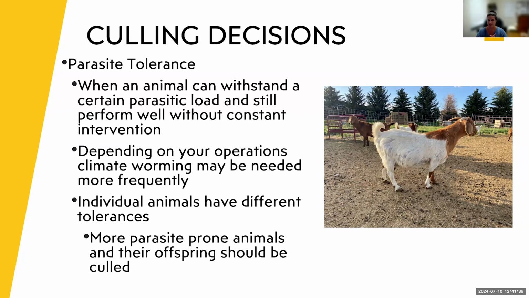But if you have individual animals that you're having to treat repeatedly, or not responding to treatment, they probably need to be culled. Parasites are definitely an issue in our small ruminants. And as some animals are more prone to those, so will their offspring. And so it's good to keep records of how many times you're having to treat that animal and whether or not they're responding, and then cull based on that.